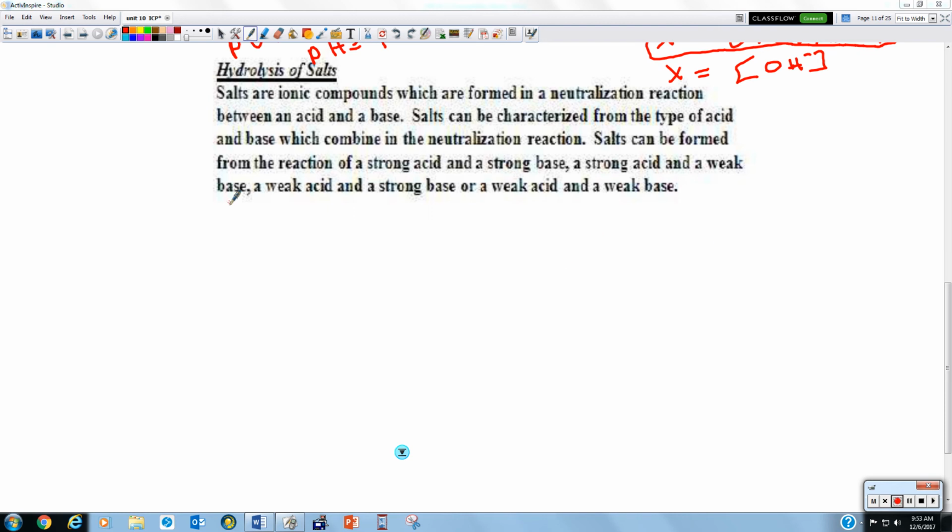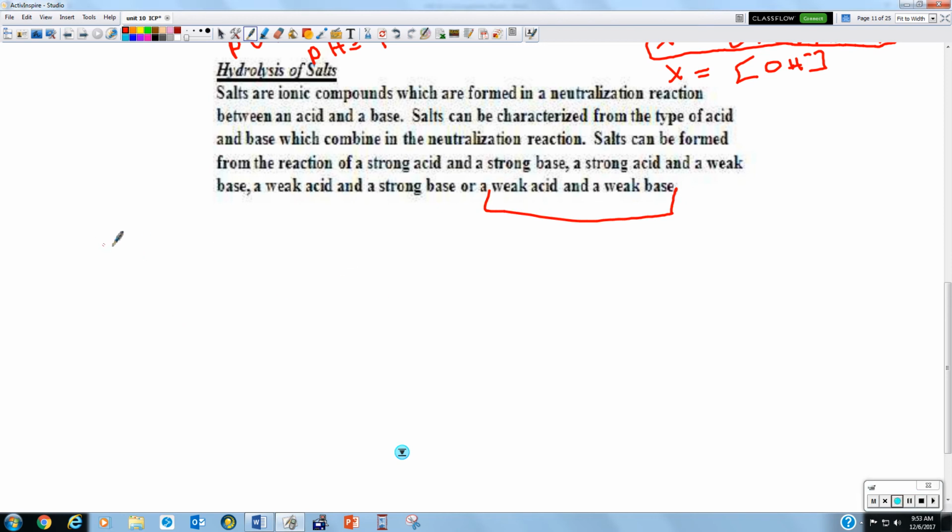Salts can be formed from the reaction of a strong acid and a strong base, a strong acid and a weak base, a weak acid and a strong base, or a weak acid and a weak base. We are not going to worry about this one so much, but I want to give you some relationships here.